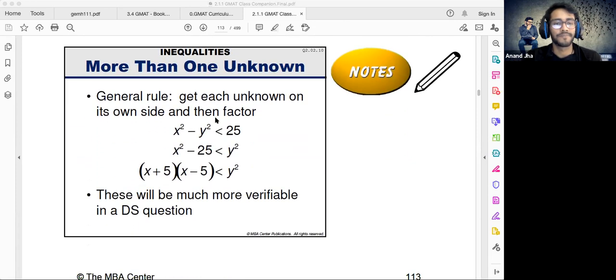This we already know. x square minus y square less than 25. So what will you take in that case? x plus 5 into x minus 5 less than y square. Okay, more than one unknown. But here they are not telling you to solve it. Just take the constant to one side.